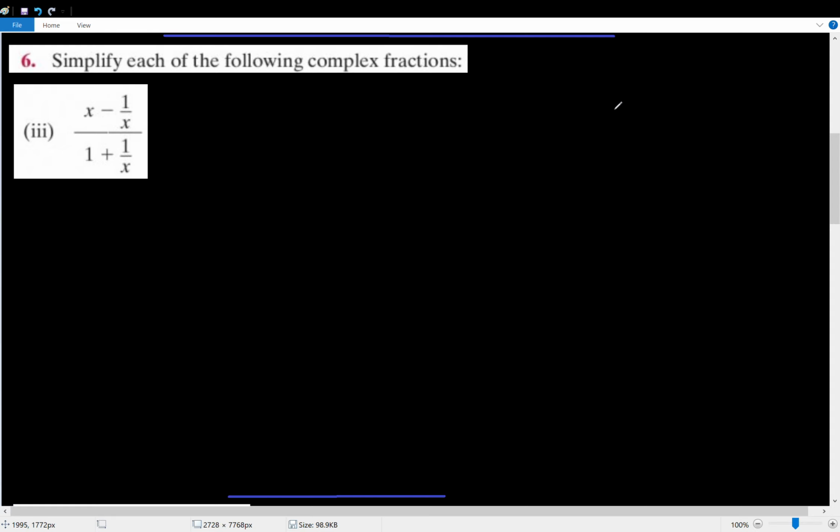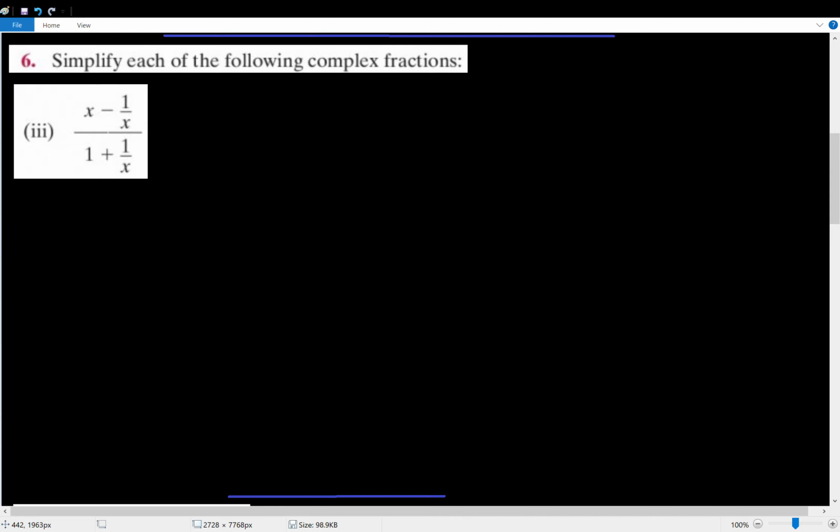This is question 6, part 3 from exercise 1.4 in Text and Test 4. We have to simplify the following complex fraction. So, we have (x minus 1 over x) all over (1 plus 1 over x).